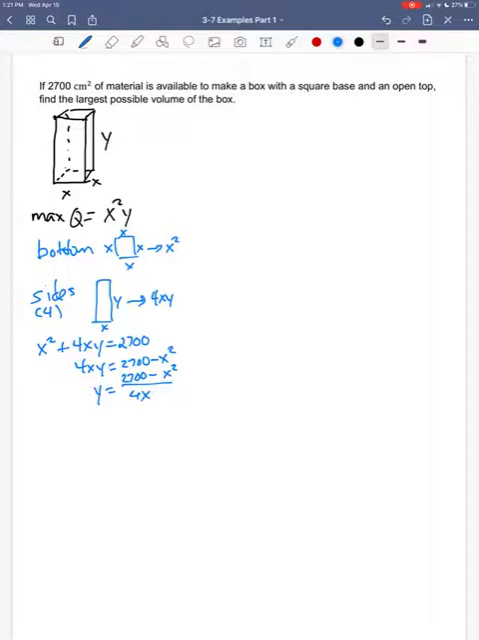And now I can go back to my function Q. Q is going to be x squared times y, but y is 2700 minus x squared all over 4x.